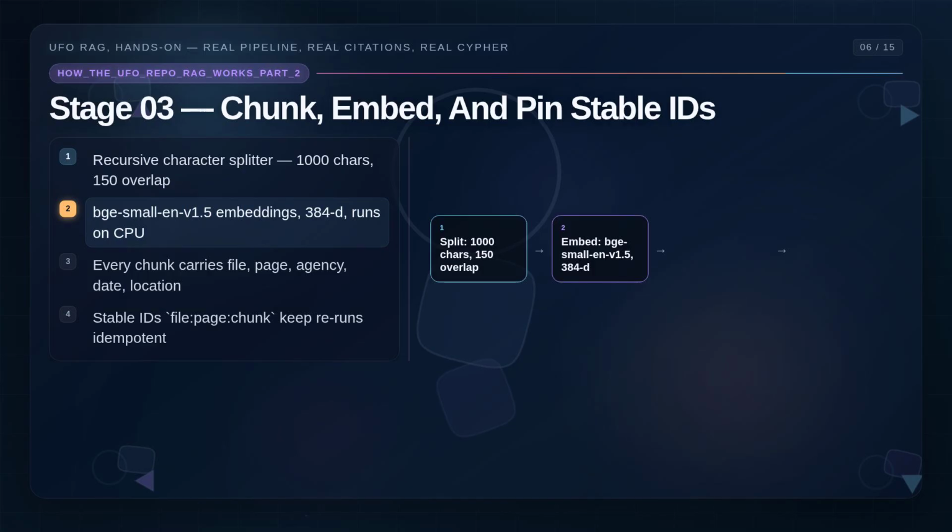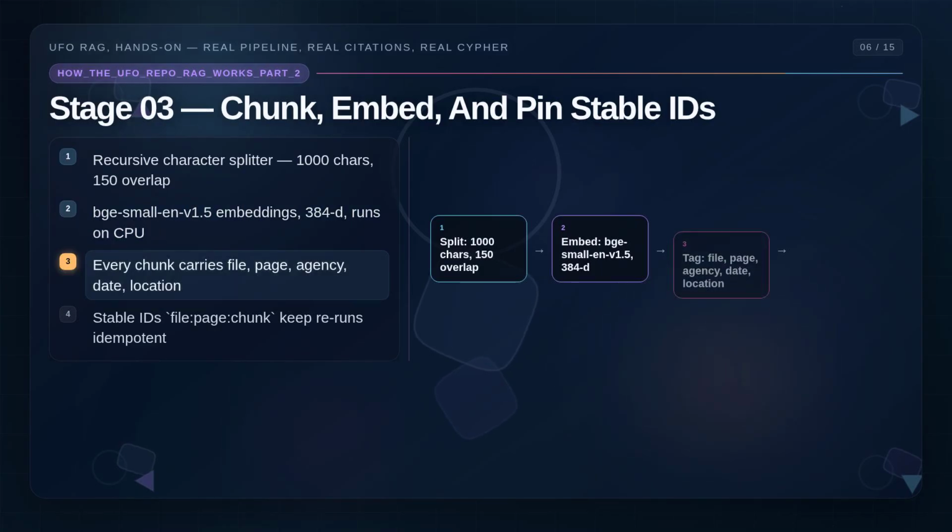It runs entirely on CPU at a few hundred chunks per second, and it stays competitive with the closed cloud embeddings on this kind of structured retrieval. The piece that earns its keep at runtime is the metadata block. Every chunk knows the file it came from and the page number, plus the agency, and the incident date and location. The chunk ID is deterministic, file:page:chunk, which means rerunning stage 03 upserts instead of duplicating.